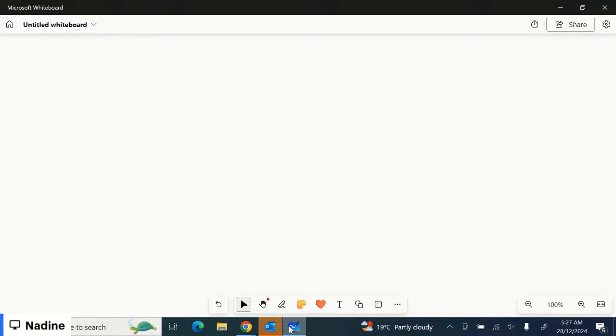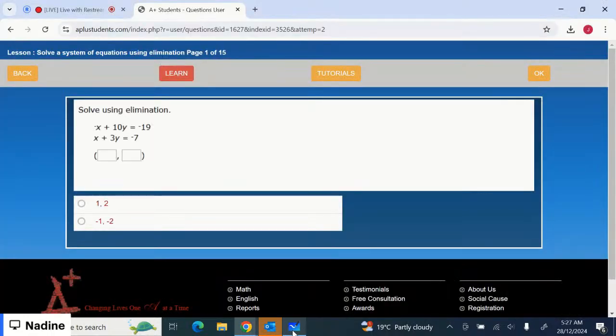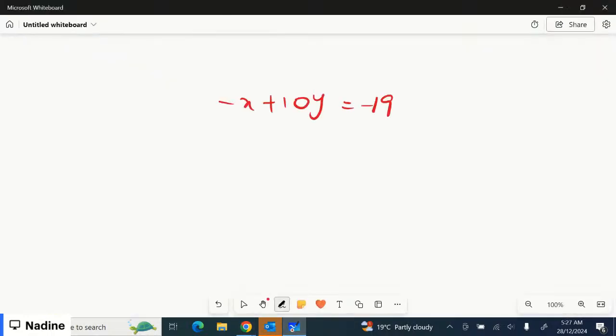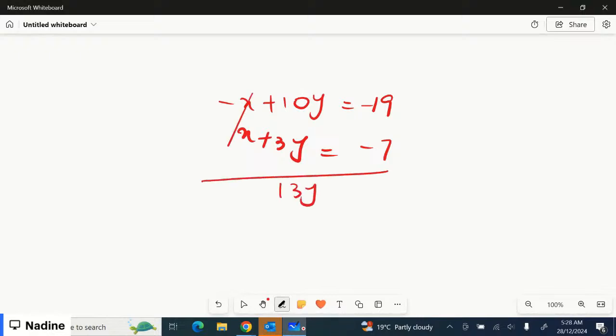That is negative x plus 10y equals negative 19, and x plus 3y equals negative 7. So just add simply, right? x and negative x cancel out. 10 plus 3 is 13y. Negative 19 plus negative 7 is negative 26. So y equals negative 2.